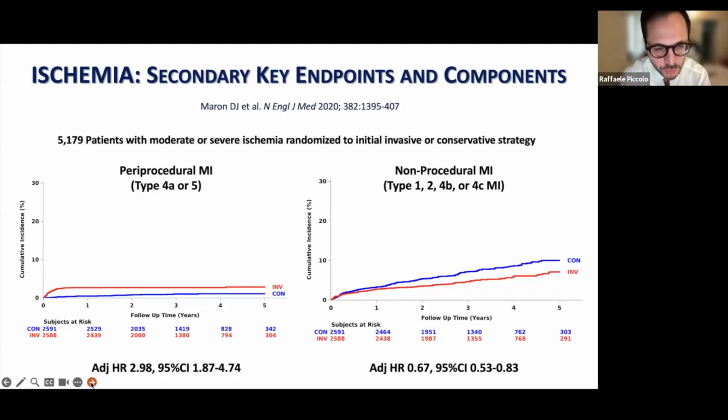This was due to a high risk of periprocedural MI in patients randomized to the invasive strategy, and a lower risk of type 1 MI, so spontaneous events, during the late follow-up. Therefore, this is quite consistent with the results we have just seen from the NOTION-3 trial, because the risk of MI was also reduced in the ISCHEMIA trial.